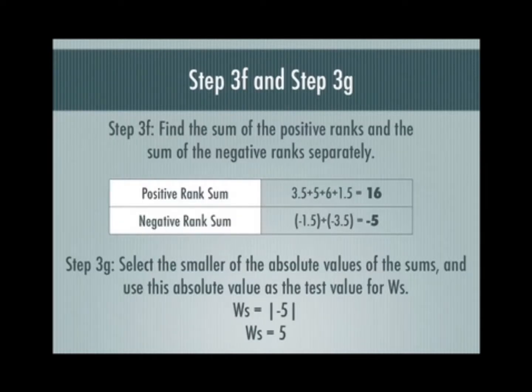For step 3F, we will section off the positive ranks and negative ranks, and we will add up their sums separately. With our positive ranks, we add 3.5 plus 5 plus 6 plus 1.5 to equal 16. For our negative ranks, we add -1.5 plus -3.5 to equal -5. As the last section of step 3 seen at the bottom of the slide, we must select the smaller of the absolute values of the sums, and we use this as the test value. In this problem, our negative rank absolute value is our test value, which is 5.